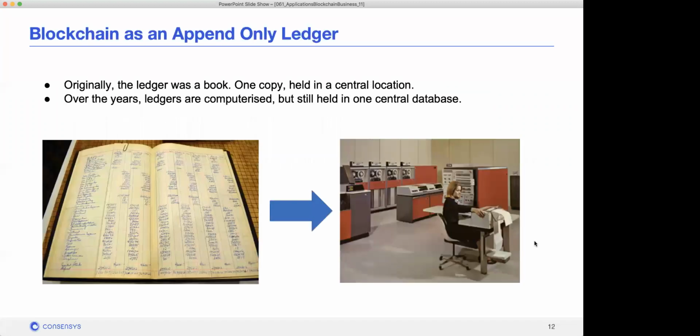And so originally ledgers were pieces of paper, so books. But then say in the 1950s, 60s and 70s, we had computerization happen, and you'd go from having ledgers being books to being recorded in databases on a mainframe computer.